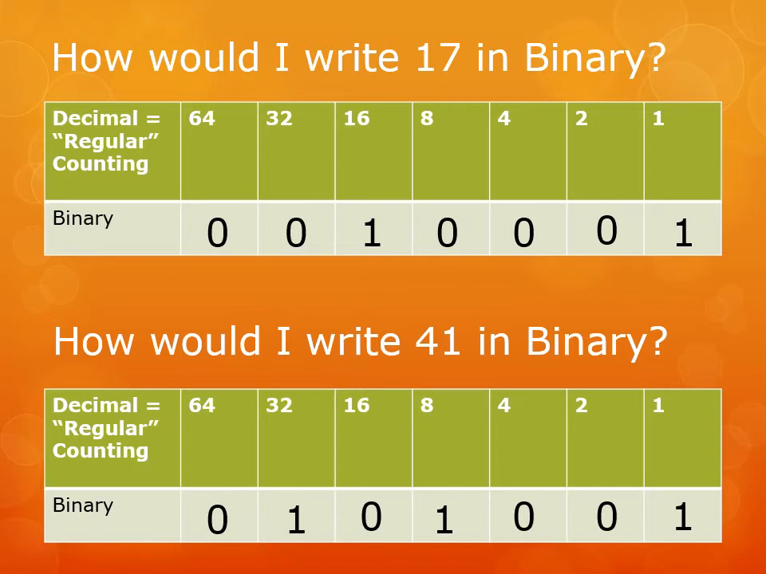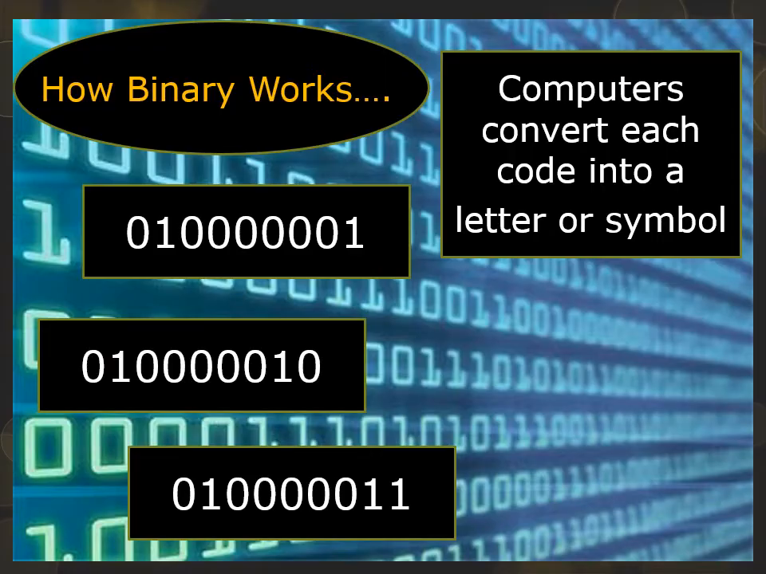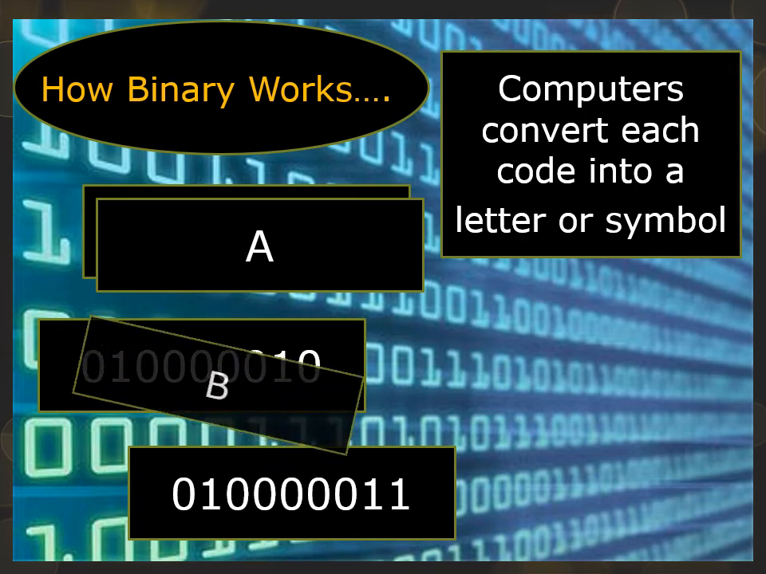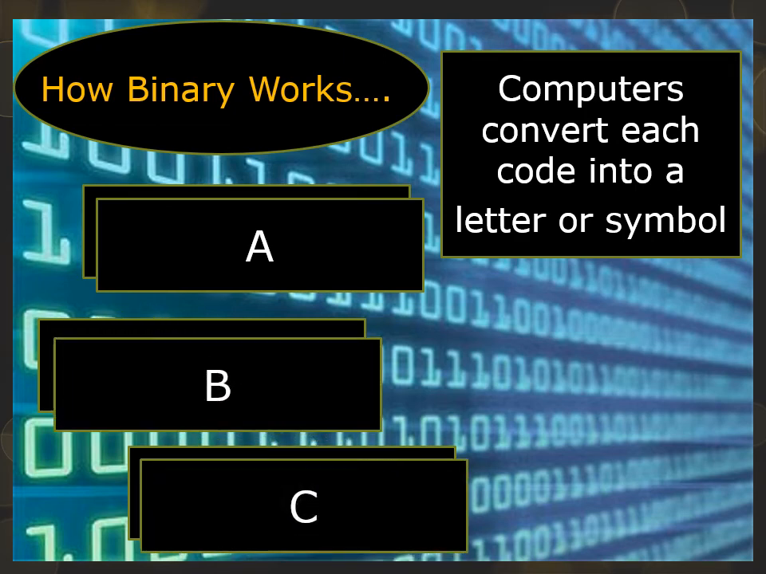So how is binary used by your computer? Binary works as the language that the computer understands. And the computer takes each item that you work with that makes sense to you and converts it to a letter or a symbol or maybe even a little square or pixel of color to create an image. So for example, that would stand for capital A, for capital B, and capital C.